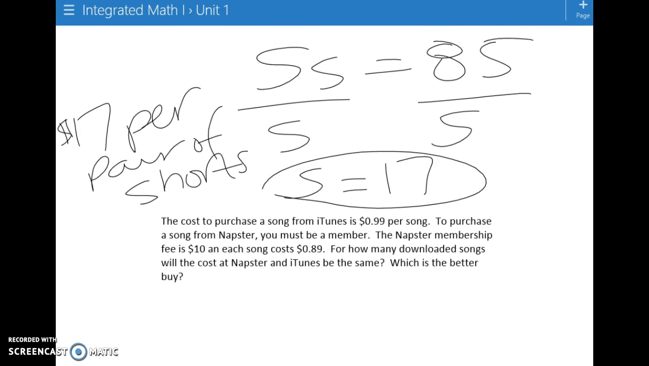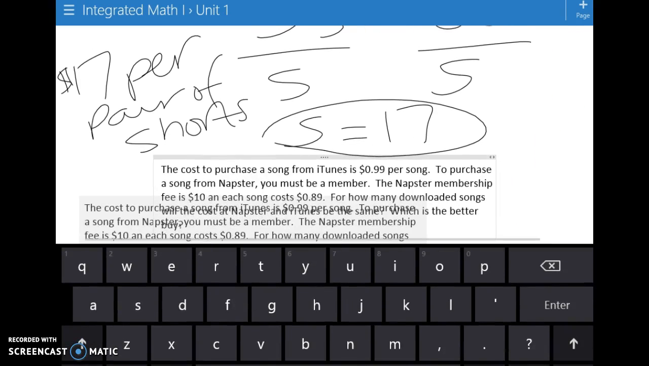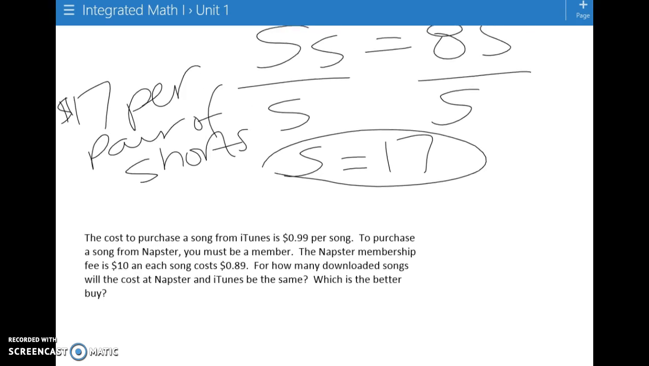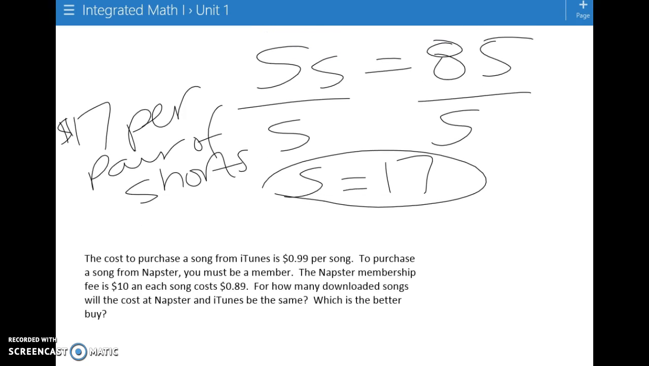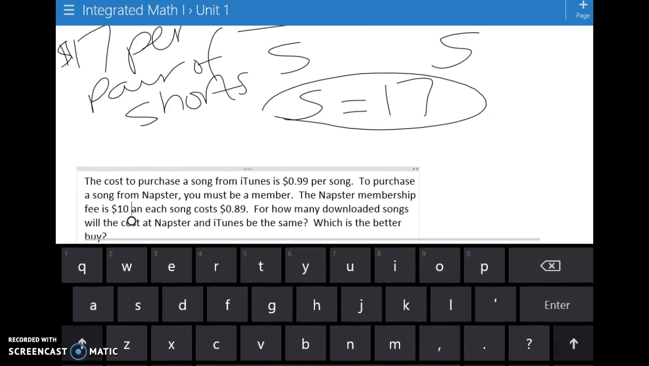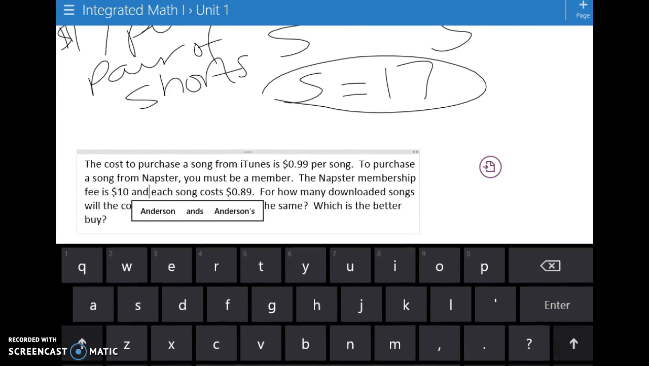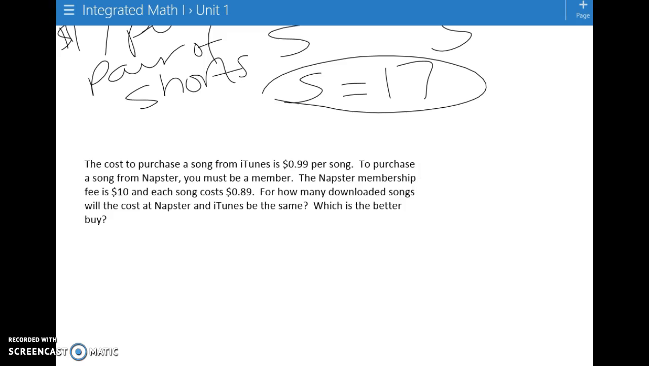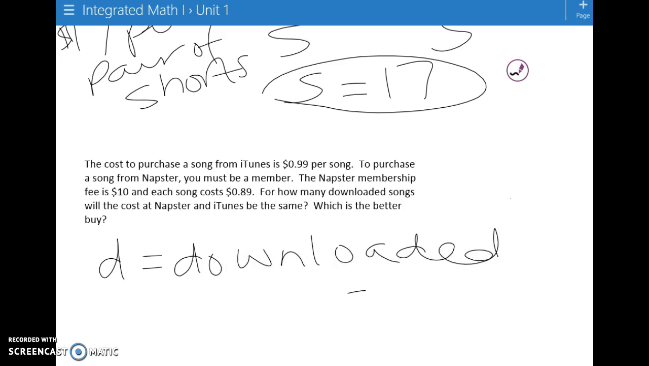All right, one more. The cost to purchase a song from iTunes is 99 cents per song. To purchase a song from Napster, you must be a member. Napster membership fee is $10, and each song costs 89 cents. So we want to know, for how many downloaded songs will the cost at Napster and iTunes be the same? All right, so first step, my variable, downloaded songs. Or you could just put S for songs, which I probably should have done.